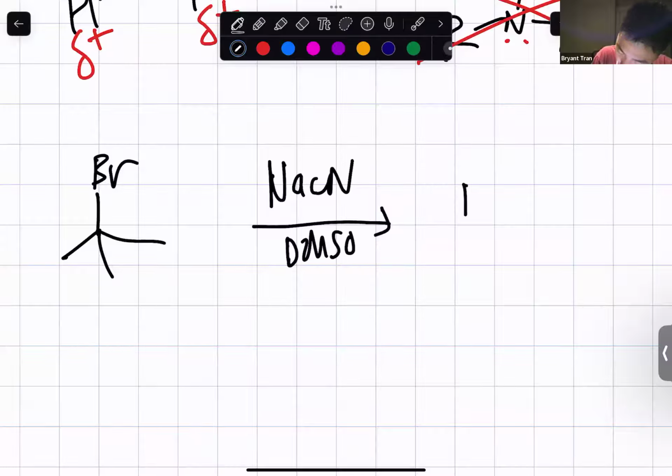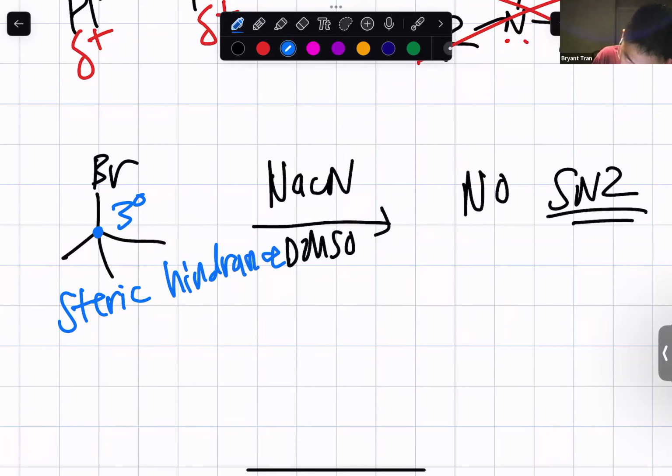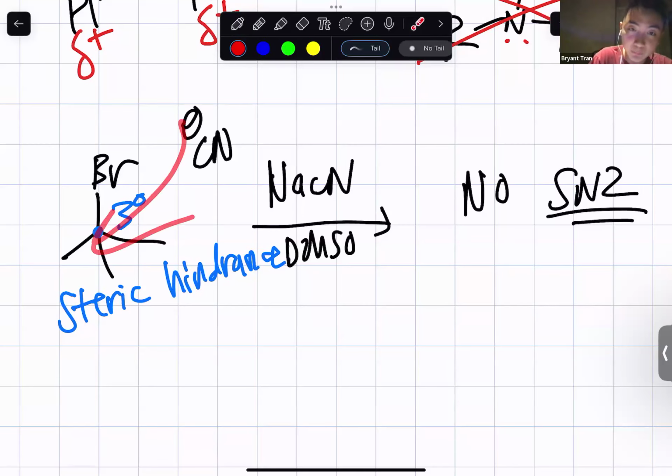DMSO, there won't be an SN2 reaction, no SN2 reaction, right? Because this carbon here is a tertiary carbon since it's attached to three other carbons, one, two, three. That means that it's very bulky, so much space around it, so crowded, steric hindrance, right? The CN minus here that we have, the reagent, cannot reach that electrophile, cannot do a backside attack. It's too crowded.